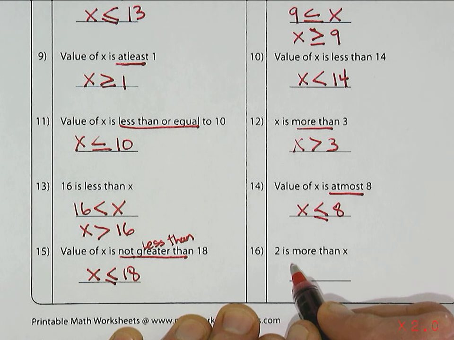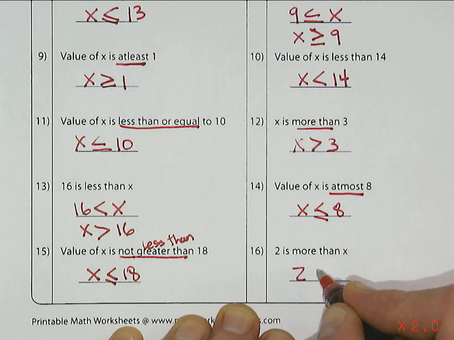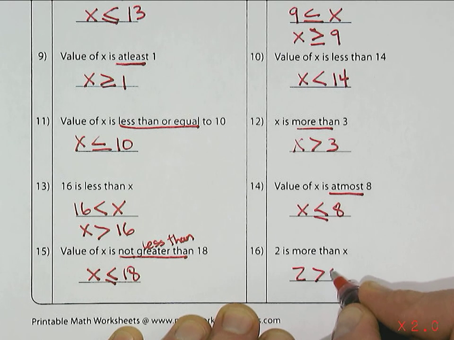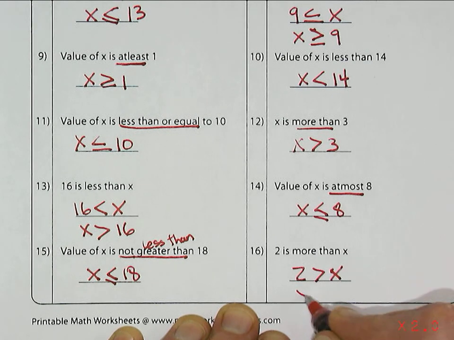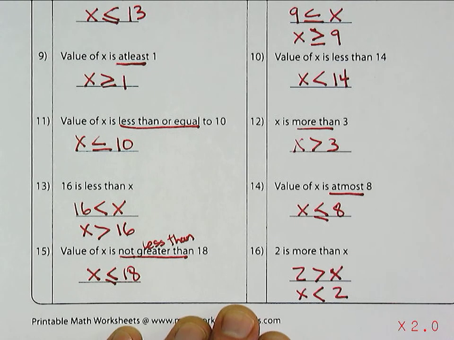And then the last example here, 2 is more than x. 2 is greater than x. Or I could say x is less than 2. And so that's how you translate phrases into algebraic expressions that are in inequality forms.